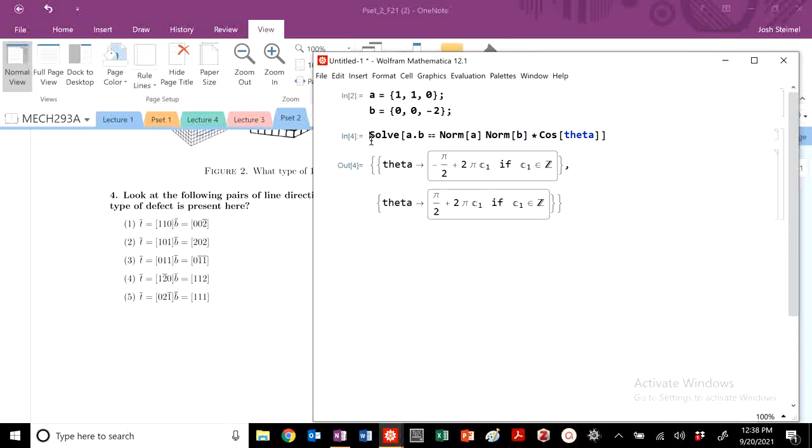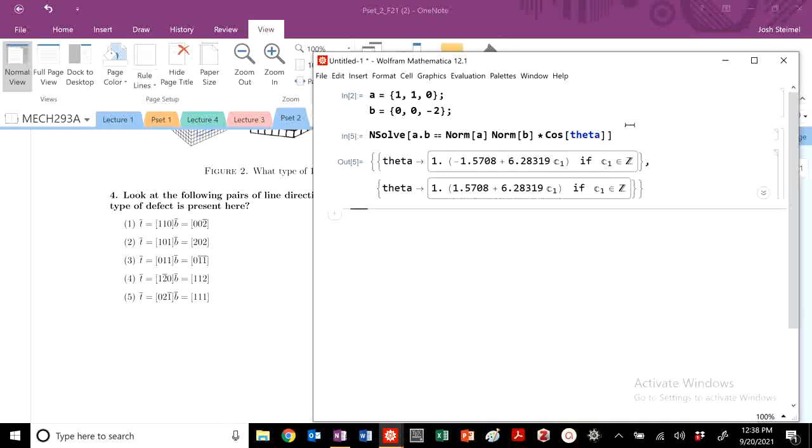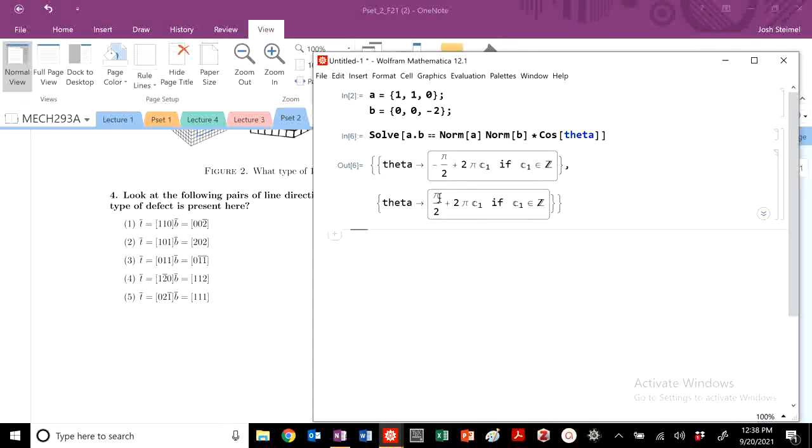So let's just look at this numerically. Actually, let's not solve numerically. My value is pi over 2. What is cosine of pi divided by 2? 0. So what is that dot product, 90 degrees? It is going to be perpendicular. So that's my 90 degree angle. If I want to convert, pi divided by 2 times 180 degrees divided by pi is 90 degrees. So that is an edge dislocation.